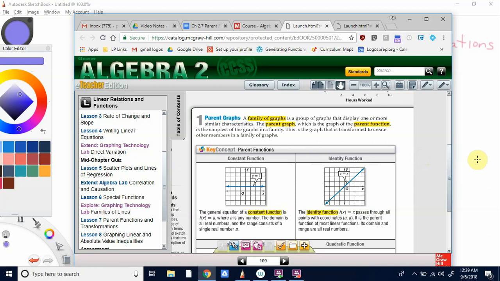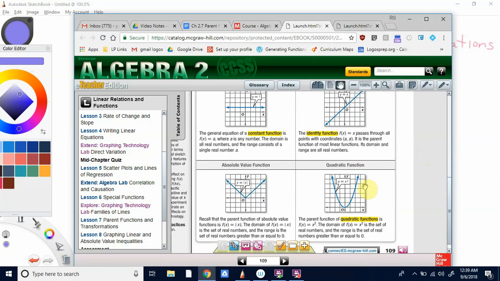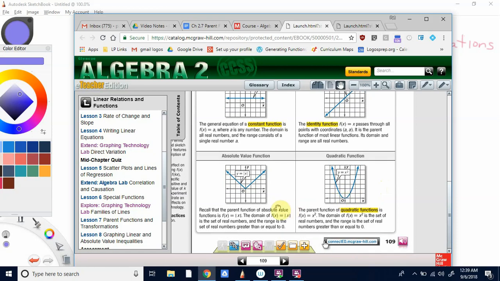That's important to know. What is a quadratic function? The quadratic function is a parent function f of x equals x squared. It's a parabola or a U shape. The domain is going to be all real numbers. The range is going to be y greater than or equal to 0. Then we have the absolute value function right here. We already learned this: f of x equals the absolute value of x, where the domain is all real numbers and the range is greater than or equal to 0.